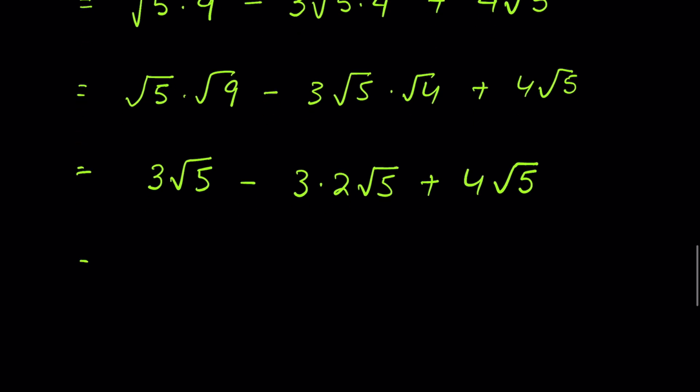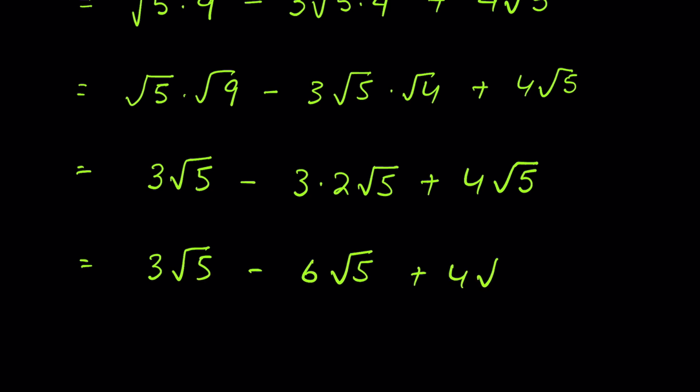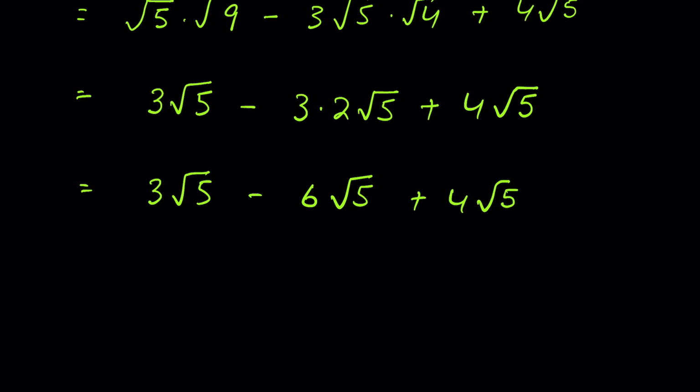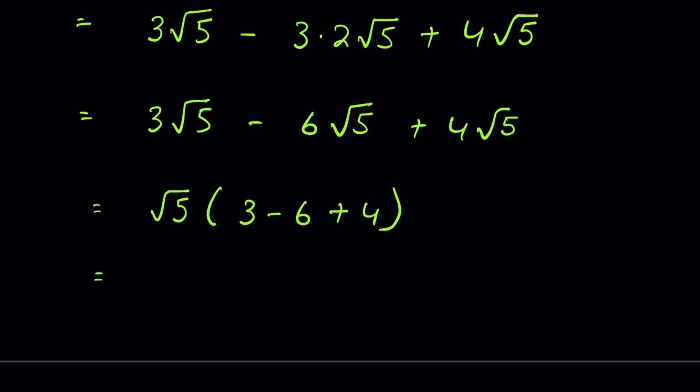Now 3 times square root of 5 minus 6 times square root of 5 plus 4 times square root of 5. Now we can take square root of 5 as common. 3 minus 6 plus 4. 3 minus 6 is minus 3. Minus 3 plus 4 is plus 1. So it is square root of 5 times 1, which is equal to square root of 5.